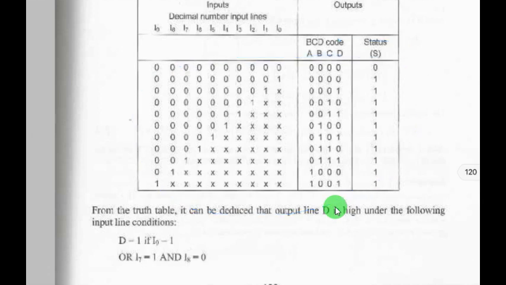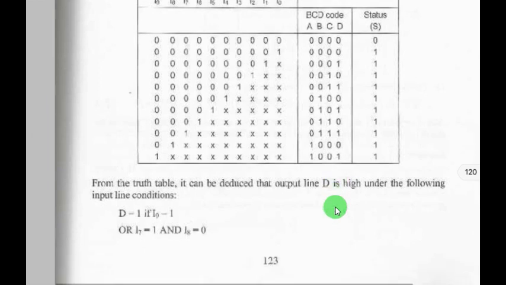So let's start here. From the truth table, it can be deduced that the input line D is high under the input line conditions as follows. I'm tired. Let me take a break of 2 minutes.